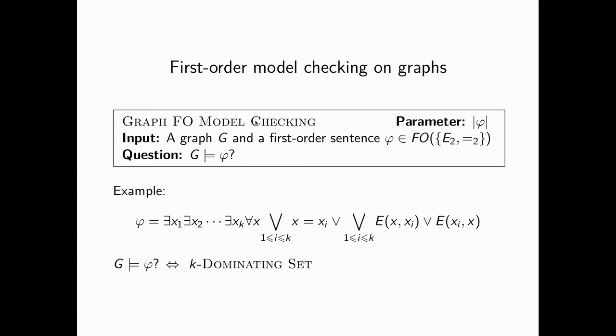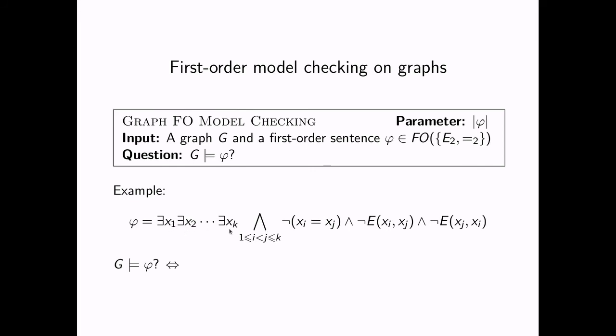I will define first-order model checking on an example. Here the question is whether a sentence phi is satisfied on a structure, on a graph. This sentence says: are there k vertices such that whenever I pick a vertex, it's either one of those k vertices or adjacent to one of those? So this is k-dominating set, and you see why it's first order: I can quantify only over single vertices.